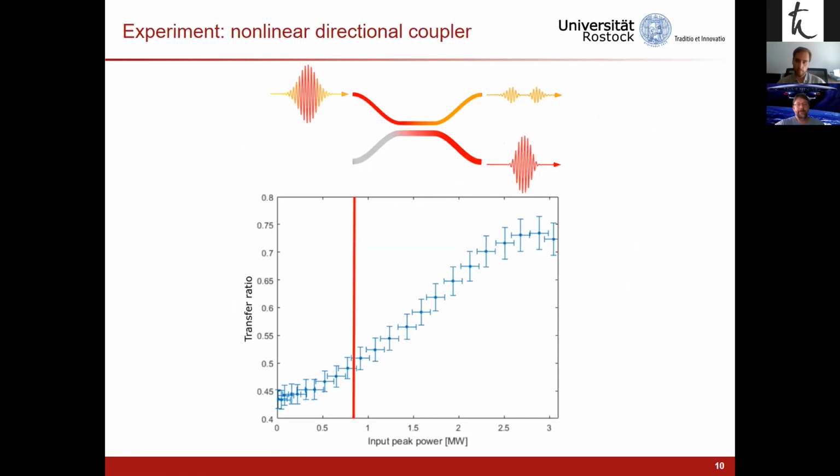Okay, and then when you look at the experiment, this is really experimental data here. We launch light, and this is the transfer ratio. If the transfer ratio reaches 1, all of the light would couple to the other waveguide, and if the transfer ratio is 0, none of the light would couple to the second waveguide. And then you see for low input peak power, most of the light stays in the excited waveguide. And if you increase the input peak power, indeed more and more light goes into the lower waveguide.